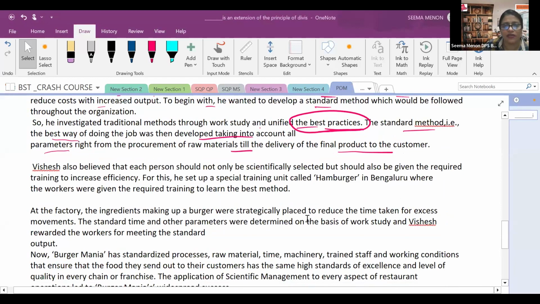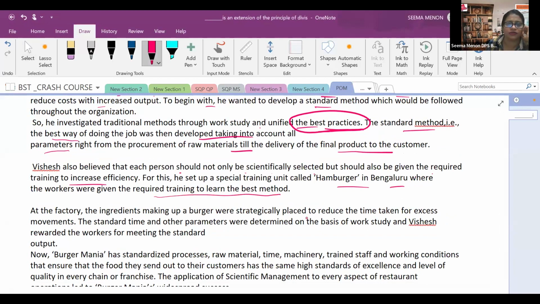Vishesh also believed that each person should not only be scientifically selected, but should also be given the required training to increase efficiency. They should be selected as per their qualification. This point also yesterday we discussed. For this, he set up a special training unit called Hamburger in Bengaluru, where the workers were given the required training to learn the best method.